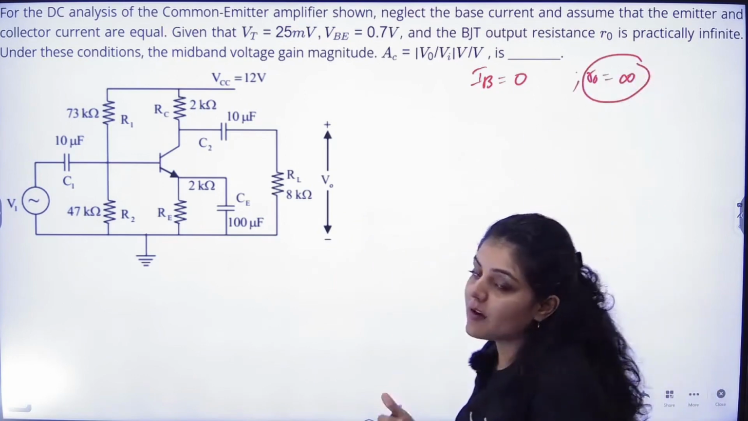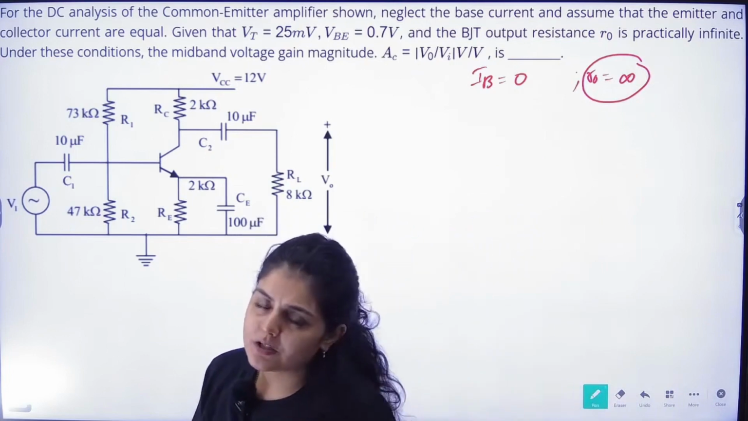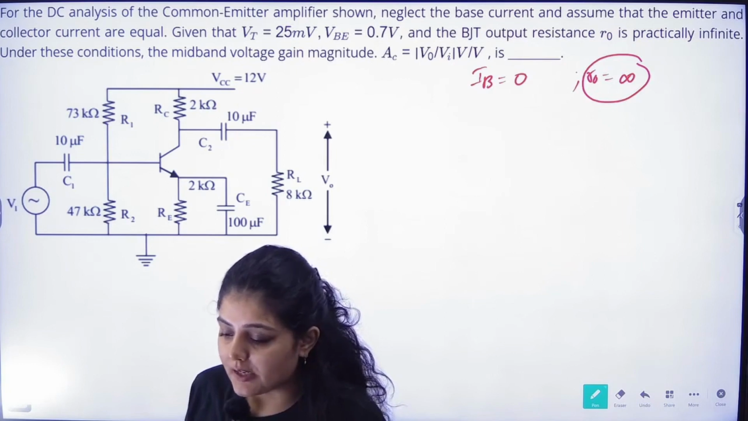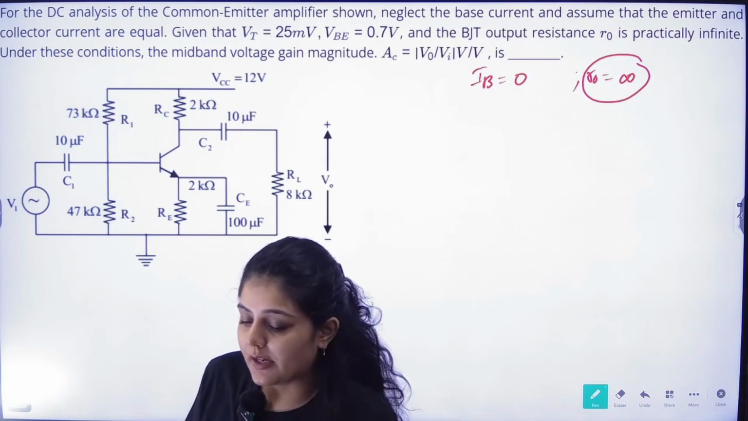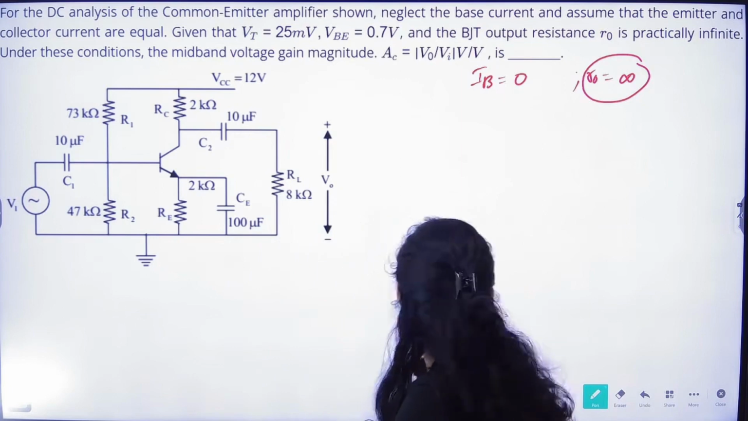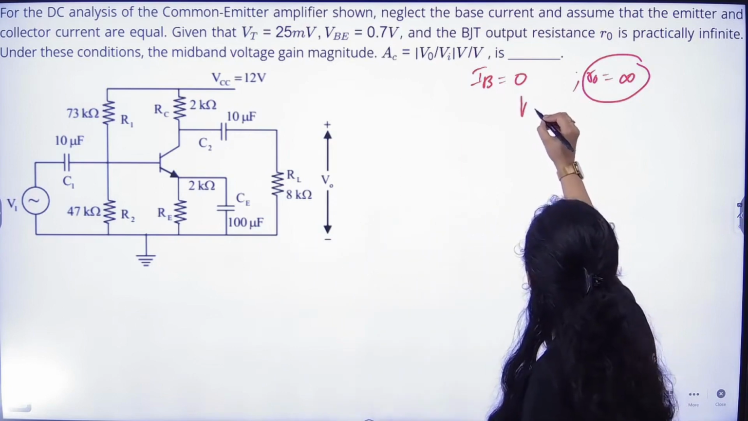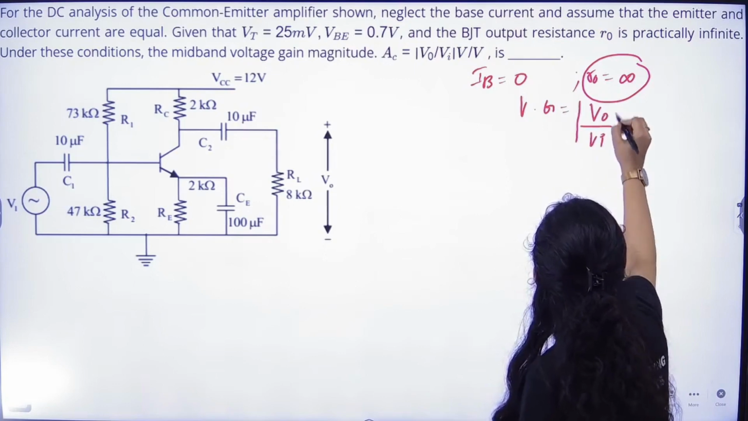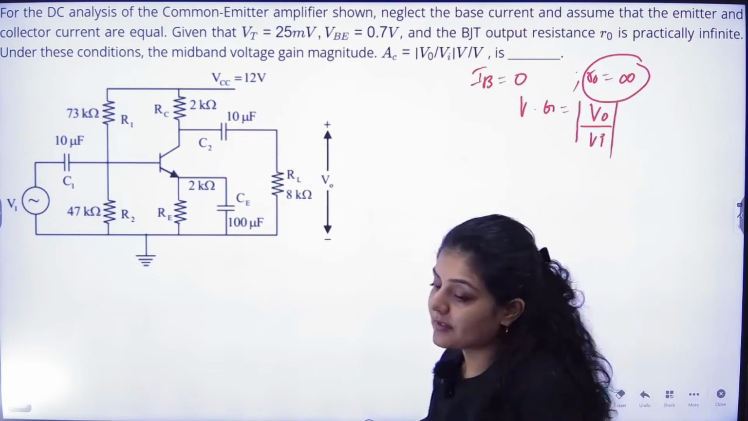R0 is also an internal parameter of BJT. It's mostly infinite in most of the cases. Under these conditions, the midband voltage gain. So again, you have to find out the voltage gain. In this particular question, you have to find out again the voltage gain V0 by Vi, the magnitude basically.